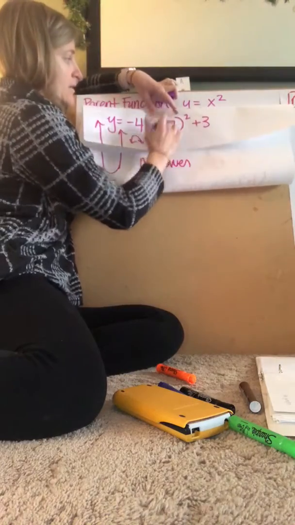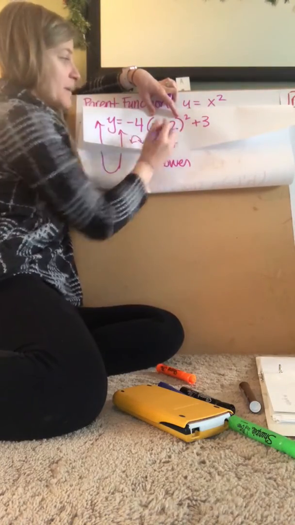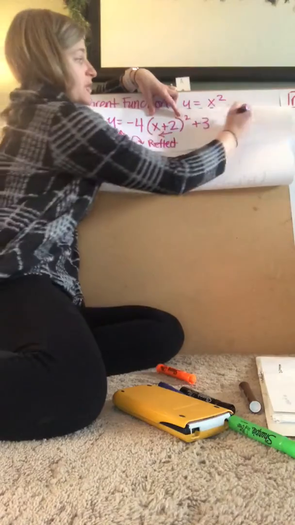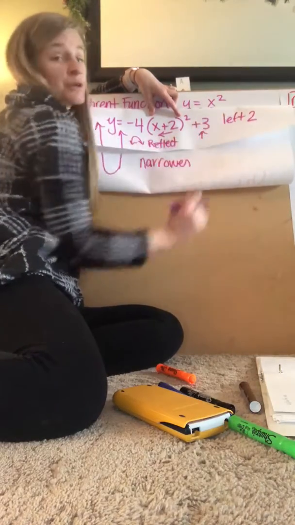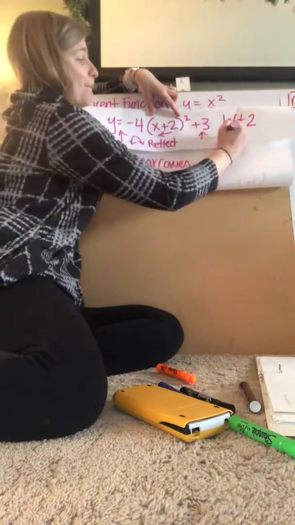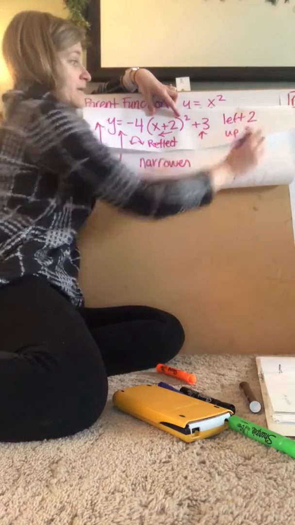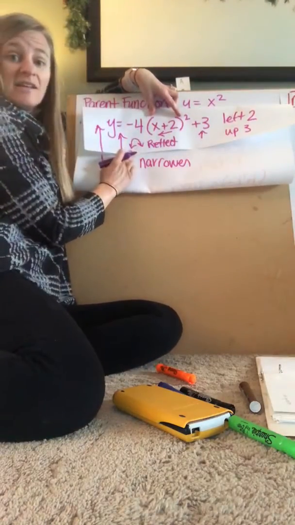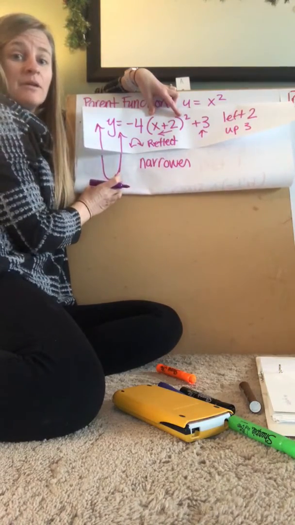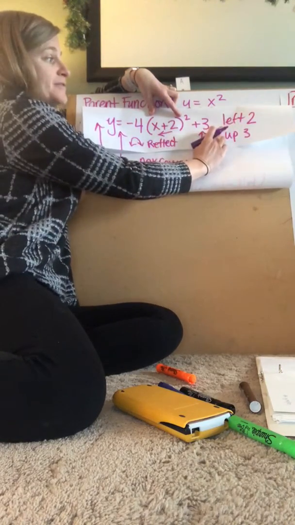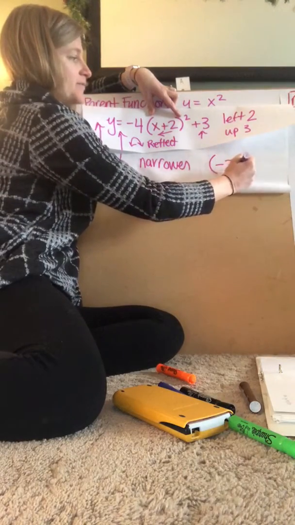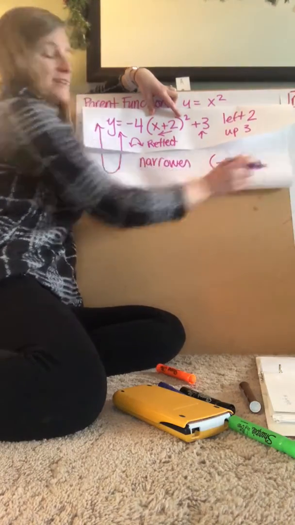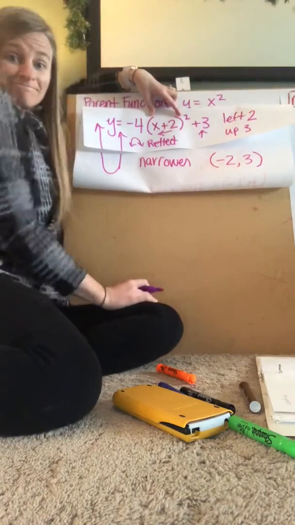Okay, this plus 2 inside, remember, comes opposite. It's actually going to shift it left 2, and plus 3 at the end is going to shift it up 3. So this reflected, it got narrower, it shifted left and up. So its vertex is at -2, +3. That's it.